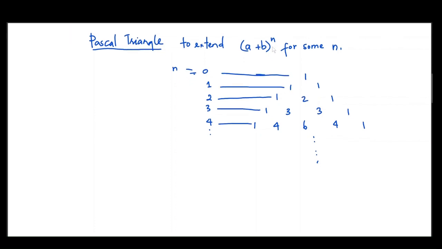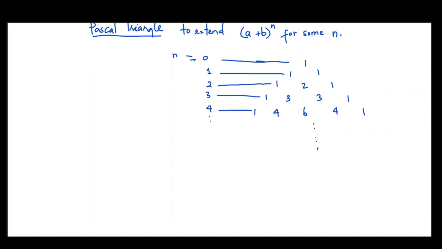How do we use this? Let's say, for example, we have (a plus b) to the power 3. To expand it, I look for the line n equals 3, which is this line. We'll put this here. So the first coefficient would be 1, with the highest power being a cubed.